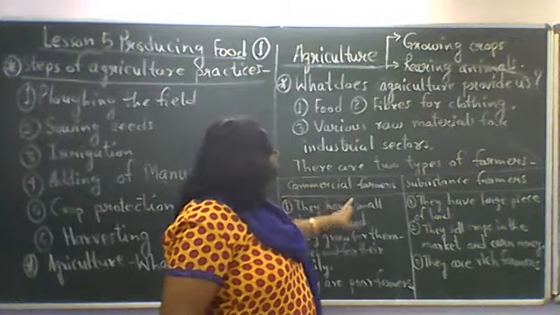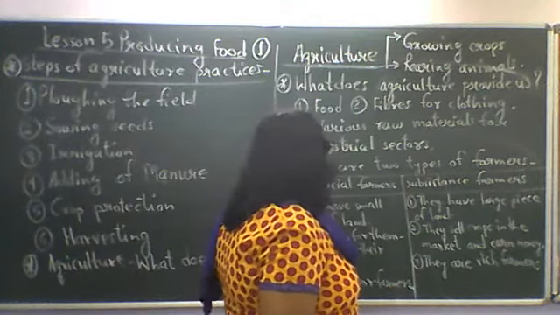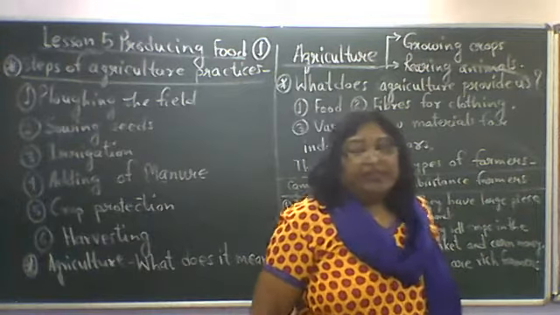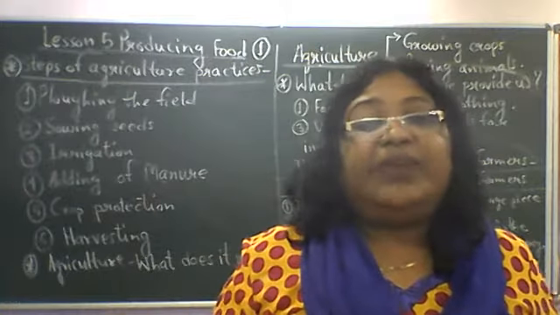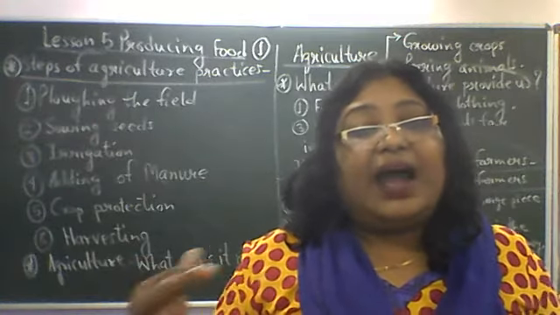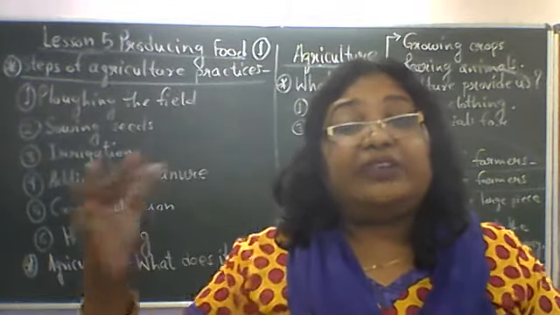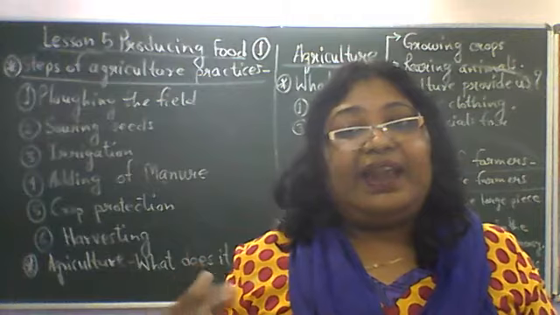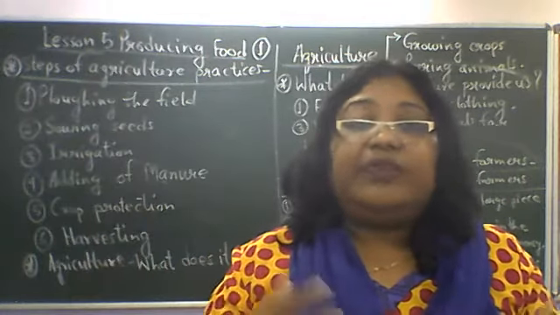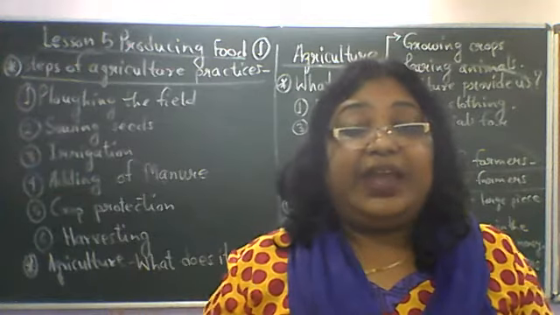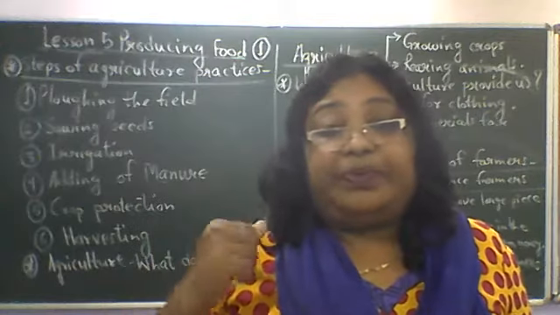Commercial farmers have a large piece of land and they grow crops in large quantity, and then they sell all the crops in the market and earn money. Of course, they are the rich farmers. Their purpose is growing crops for commercial purpose.